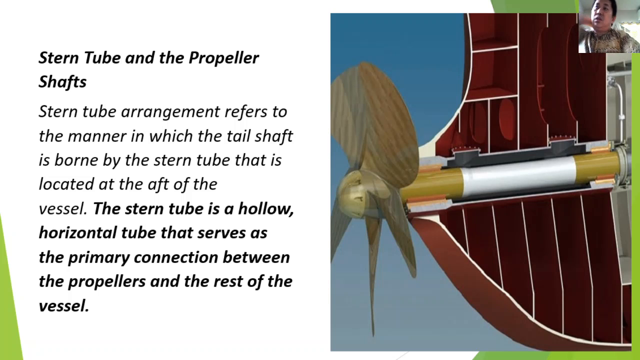So this is your stern tube and propeller shafts. So stern tube arrangement refers to the manner in which the tail shaft is borne by the stern tube that is located at the aft of the vessel. So the stern tube is a hollow horizontal tube that serves as the primary connection between the propeller and the rest of the vessel. So this one.